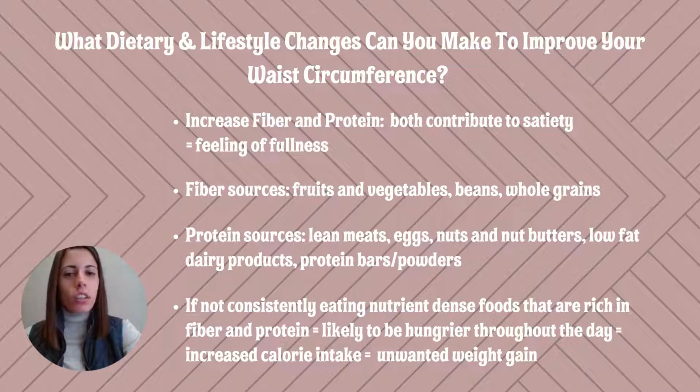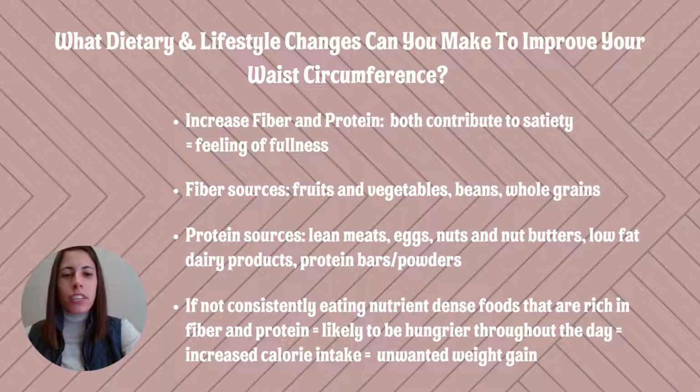Protein sources include things like lean meat, eggs, nuts and nut butters, low fat dairy products, and then there are convenient products like protein bars and protein powders out there. My recommendation for those is just really watching the added sugars that are in those products and be mindful to make sure they have a little bit of fiber in them as well to make it a well-rounded nutrition source there.